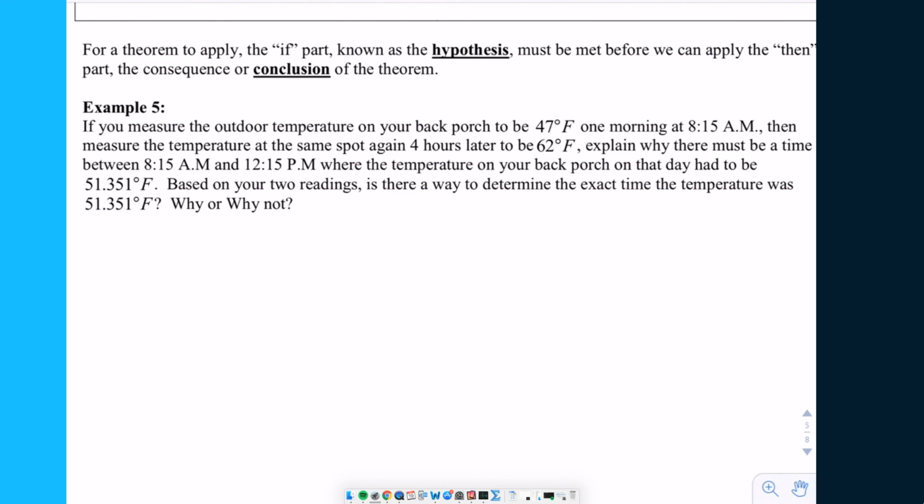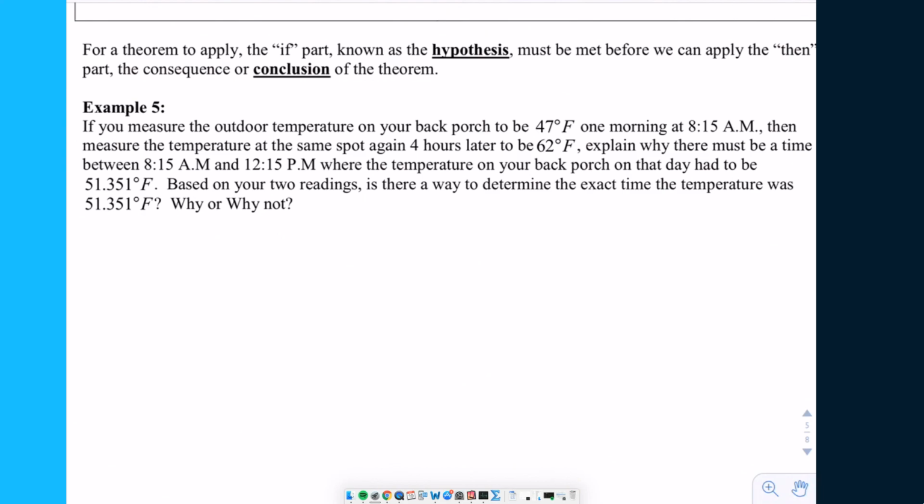Explain why there has to be a time between 8:15 a.m. when you took the first reading at 47 to 12:15 p.m. 4 hours later, where the temperature on your back porch on that very same day had to be exactly 51.351 degrees Fahrenheit. Anyone want to convince me?